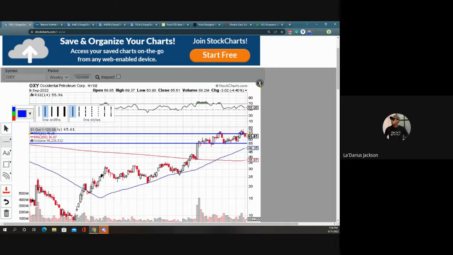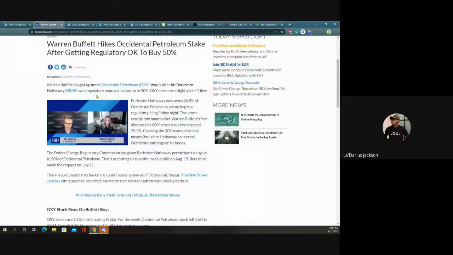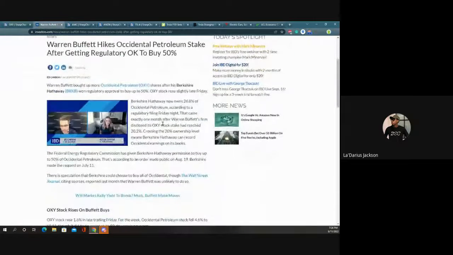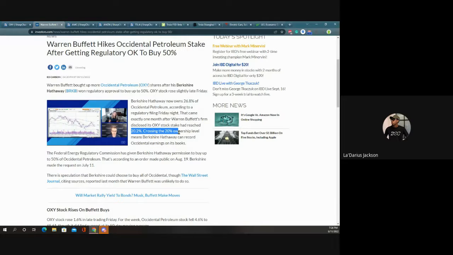The reason why I'm saying that it's going to break out to the upside is because of this article right here. The last time we talked about Warren Buffett requesting from the SEC to be able to buy up to 50% of Oxy. At that time when he did the filing, he owned 20.2%, crossing the 20% ownership level. Right now, he owns 26.8%. So that means that Warren Buffett decided to buy a partial part of the dip.